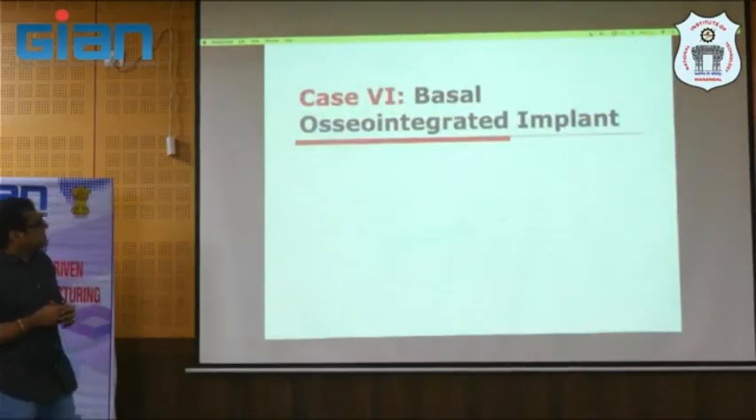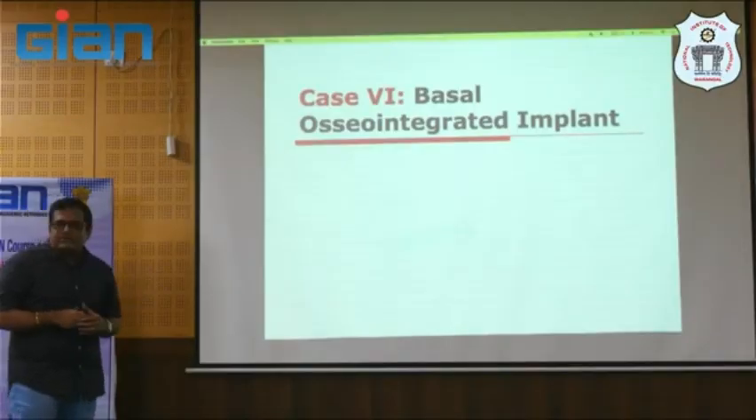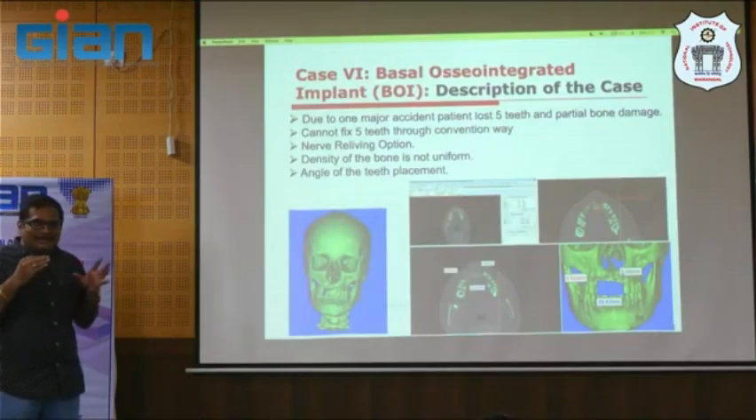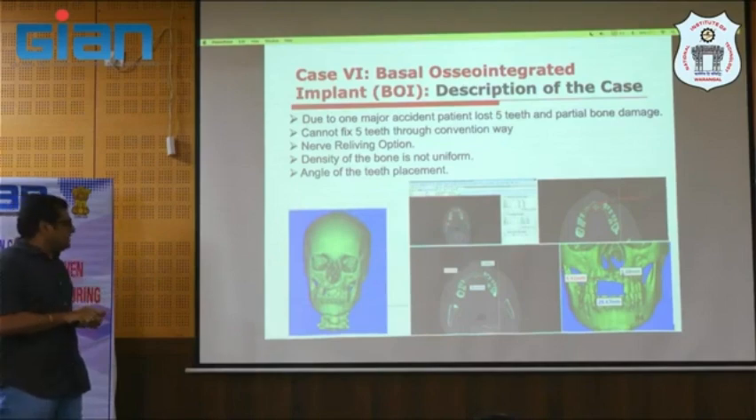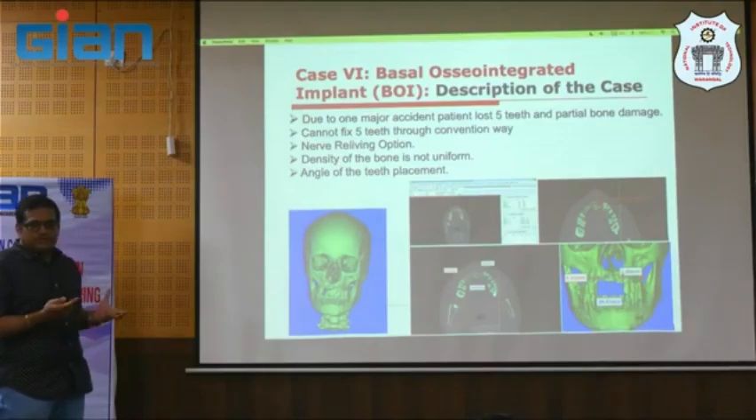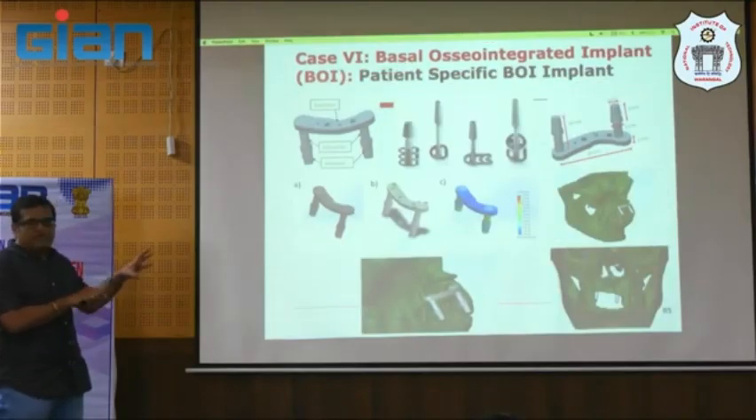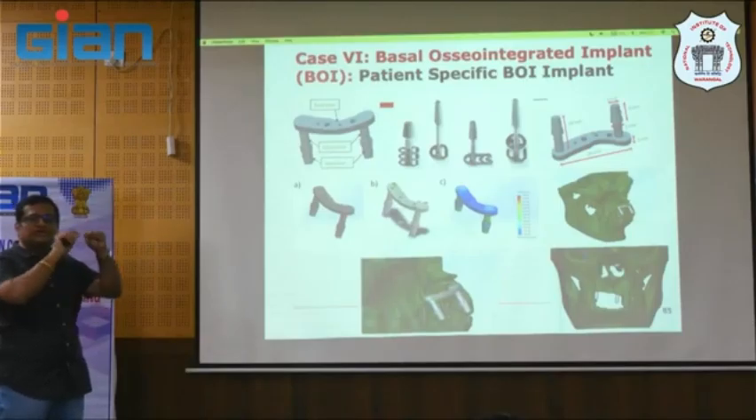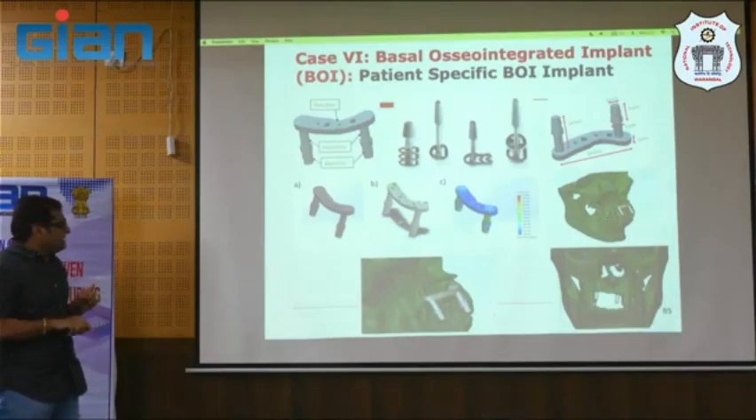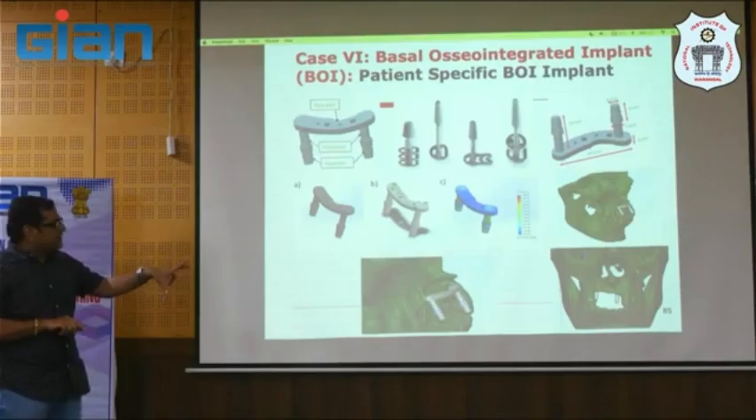And the last case study I'm going to discuss is a basal osseointegrated implant. This is an accident case, and none other than this technology will give a solution for this. He met with an accident, and he lost 5 teeth along with the bone support. If you have bone support, they use conventional implants one-to-one. They will fix these screws, fix the abutment, and use the artificial tooth. But unfortunately, he lost 5 teeth along with the bone.